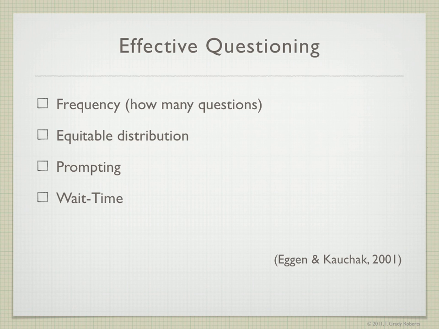Now let's talk for just a moment about effective questioning and what is effective questioning. Egan and Kalchik 2001 said effective questioning is really determined by four things: the frequency, how many questions are asked; the equitable distribution, so that the teacher distributes the questions over the entire class; the prompting, and the prompting is the follow-up and the asking of tough questions; and the fourth is wait time. And so we'll look at a little bit of those in just a moment.